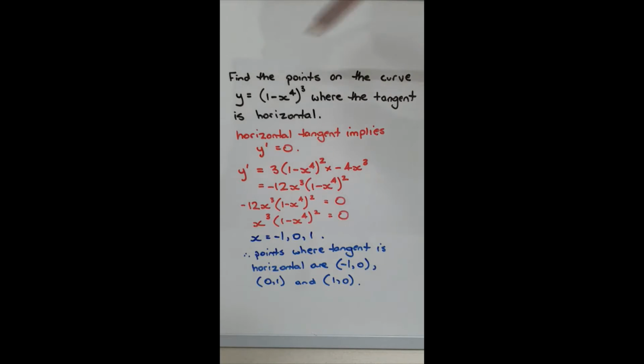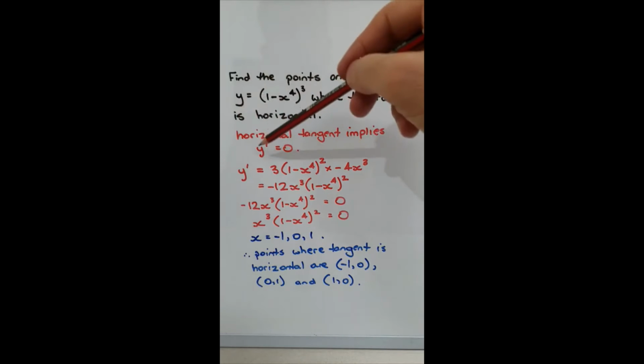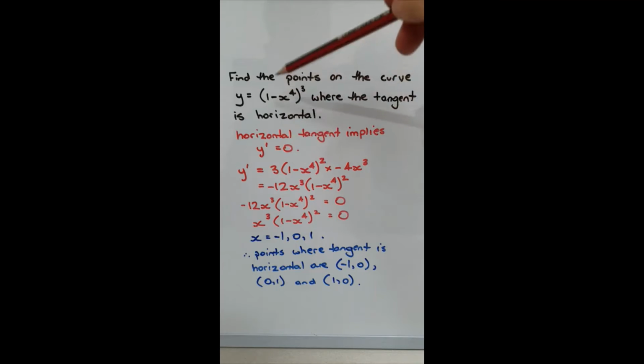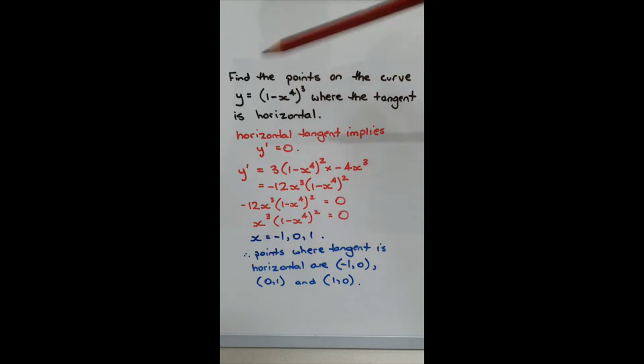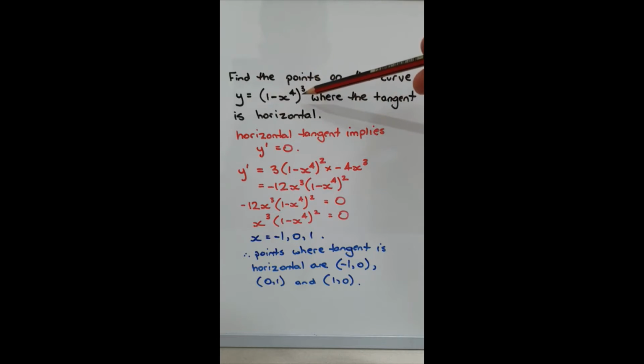Find the points on the curve y equals (1 minus x to the power of 4) all to the power of 3 where the tangent is horizontal. Now a horizontal tangent implies y dash, or the first derivative, is equal to 0. Now this is a function of a function, or a composite function. Therefore we can use the chain rule to differentiate this. So differentiating the outer function multiplied by the derivative of the inner function.